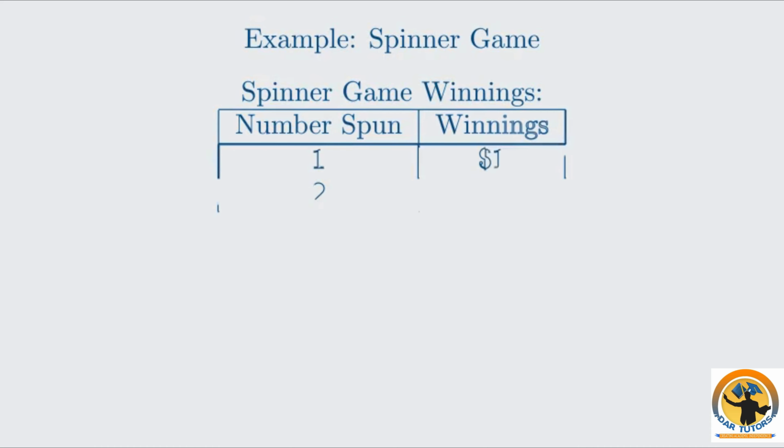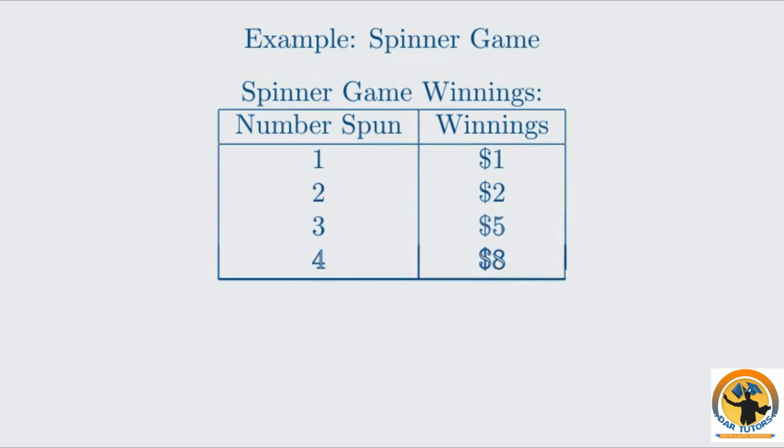In a game of chance, a player spins a square spinner labeled 1, 2, 3, 4. It costs $5 to play. The winnings depend on the number spun. If they spin a 1, they win $1. If they spin a 2, they win $2, and so on. Our tasks are to find the expected return, the expected gain, and decide if we would recommend playing this game.